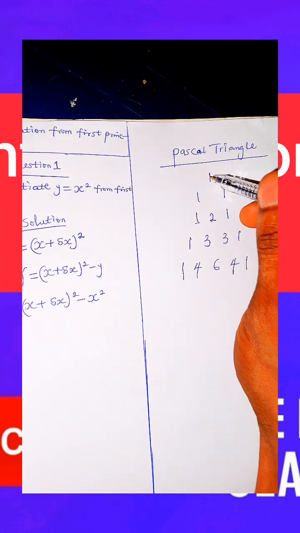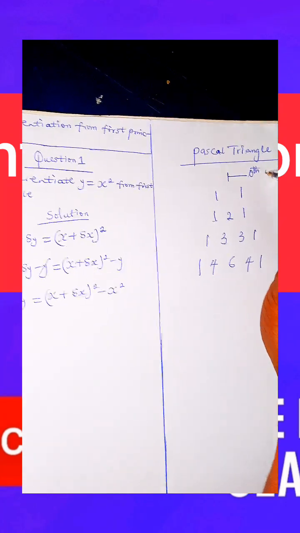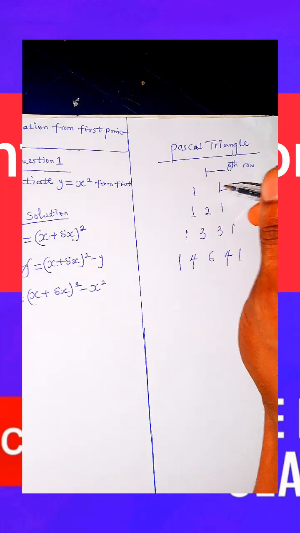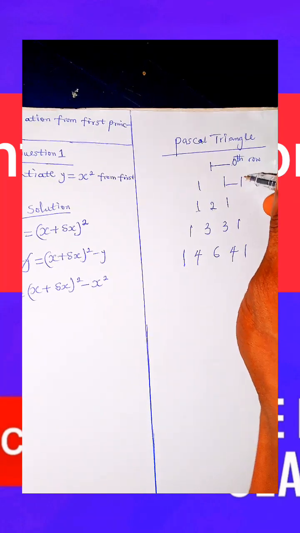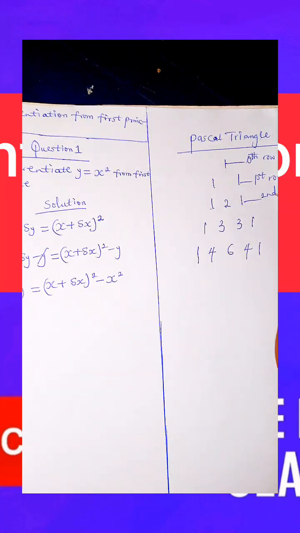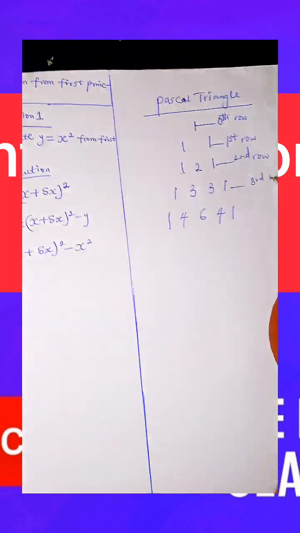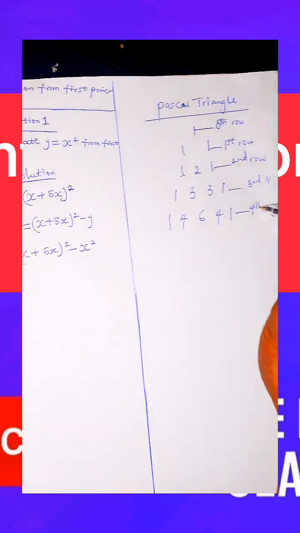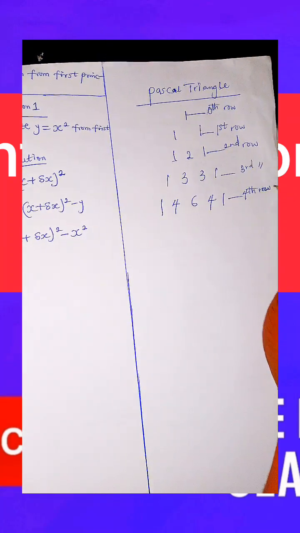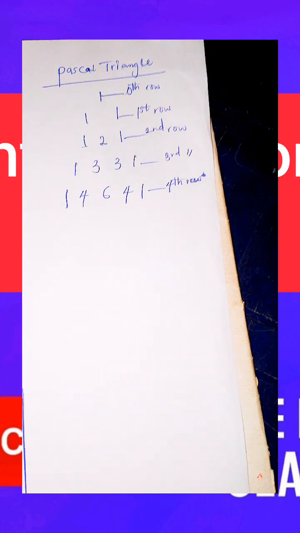Now this first one is called the zeroth row. We don't use it. So this one is our first row. Second row. This is our third row. This is the fourth row. So on and so forth. This is our Pascal's triangle.